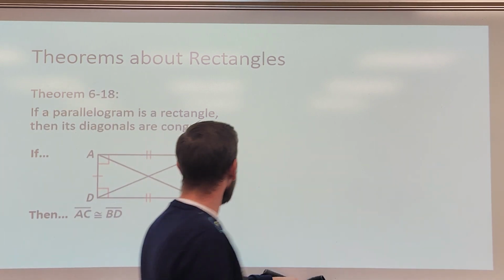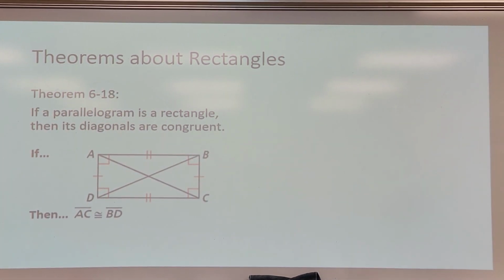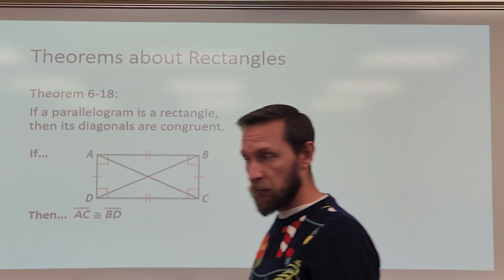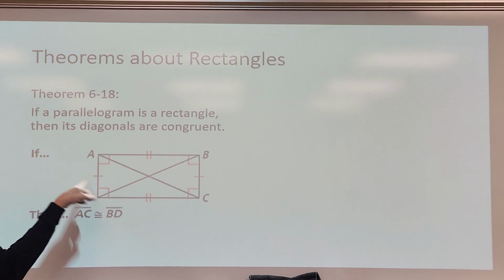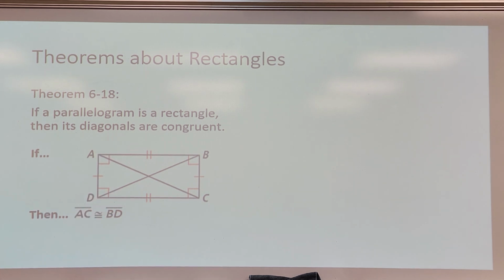All right, theorem 6-18. Still, we're dealing with special parallelograms here. If you have a rectangle, a parallelogram with 4 right angles, then the diagonals in that rectangle are congruent to each other. That has not been the case yet with our parallelograms. It's not the case with rhombuses, unless our rhombus is a rectangle, and we'll talk about that situation in a minute. But if we have a rectangle, then the diagonals are congruent.